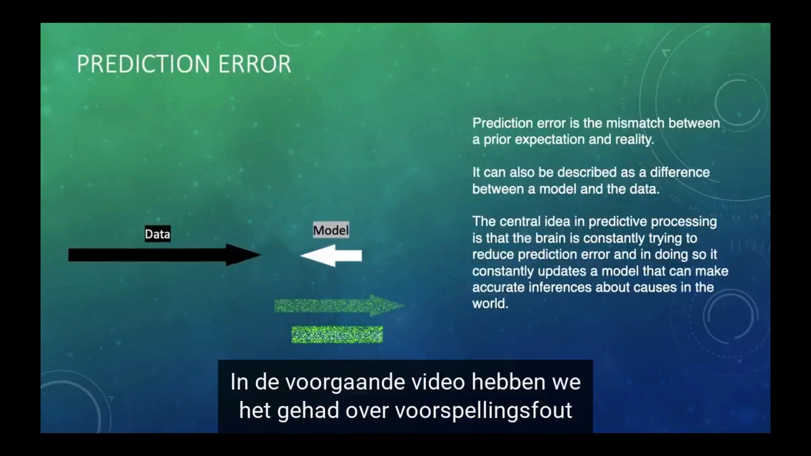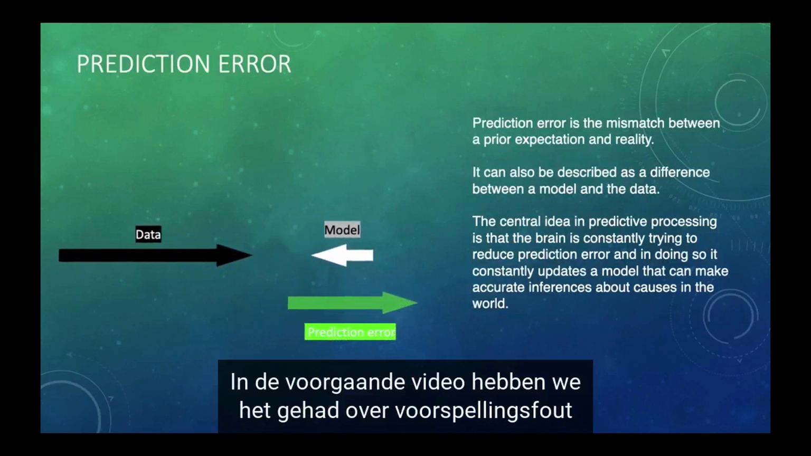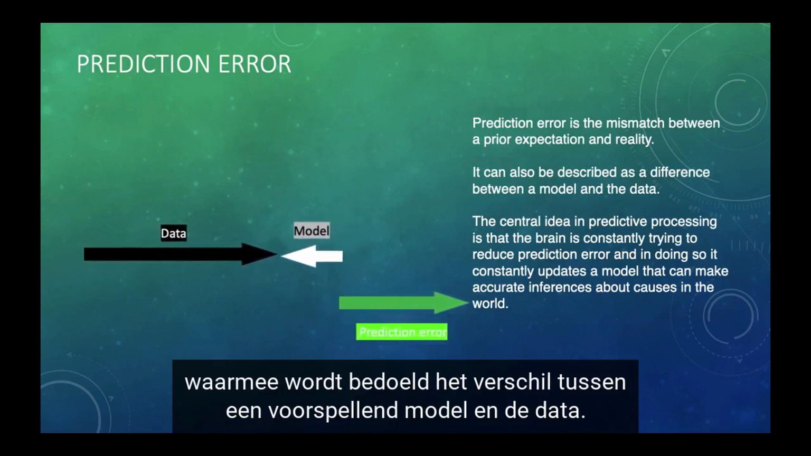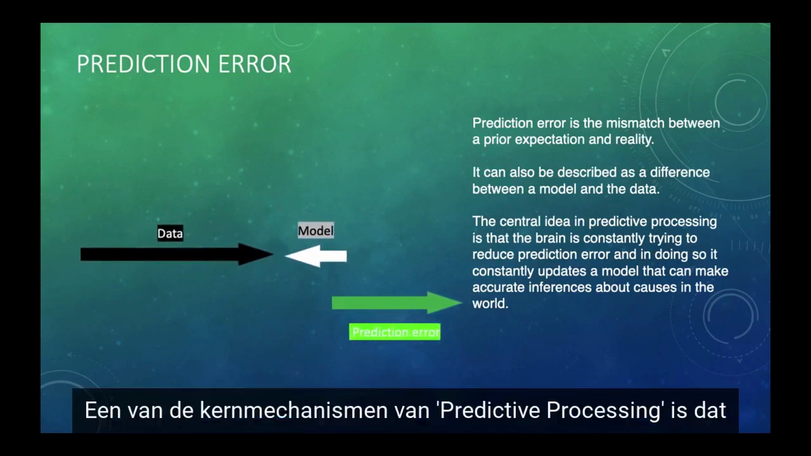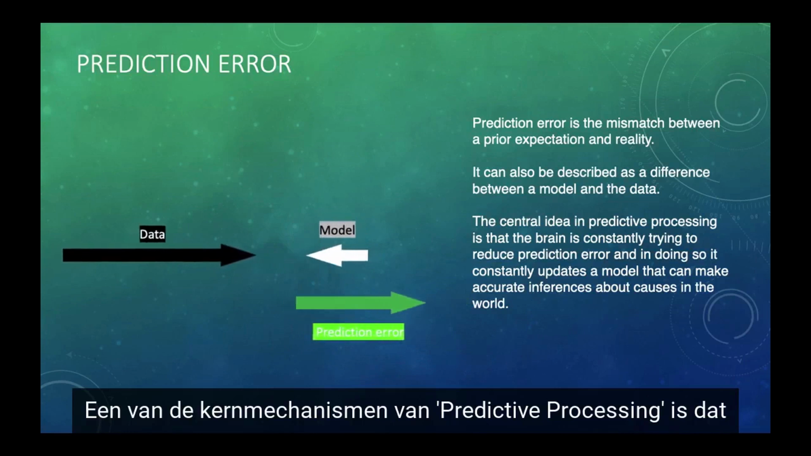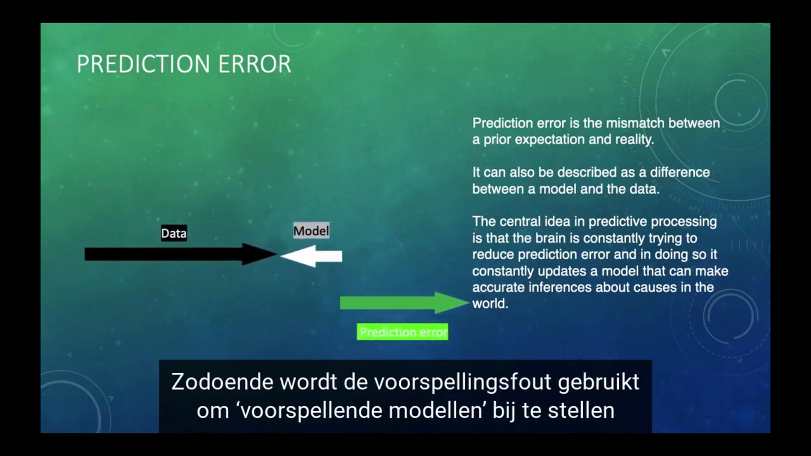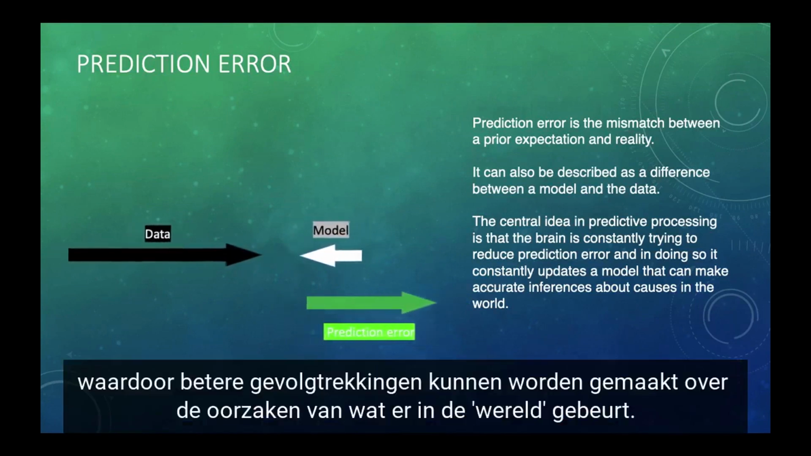In the last video, I talked about prediction error, being the difference between a predictive model and the data. One of the core mechanisms in predictive processing is that the brain is constantly trying to reduce prediction error wherever it can. In doing so, it uses the prediction error to update predictive models that can make better inferences about the causes in the world.